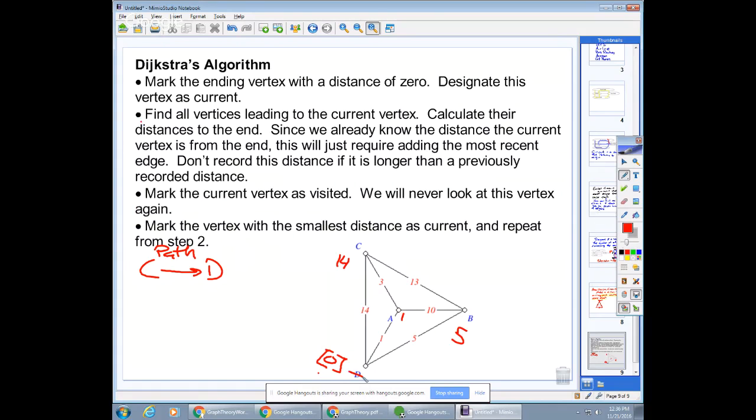Right? So once we do the first sentence for D, we can say, okay, strike D out, we're done with it for now. Then next part, mark the vertex with the smallest distance as current, and then repeat from there. Okay, so which one has the smallest distance heading from D? A does, okay. So A is now going to be my current one. So I am just going to circle A to be current, and so now I'm concerned about the number 1, so I'm going to put a little bracket around it. And then I repeat from this step.